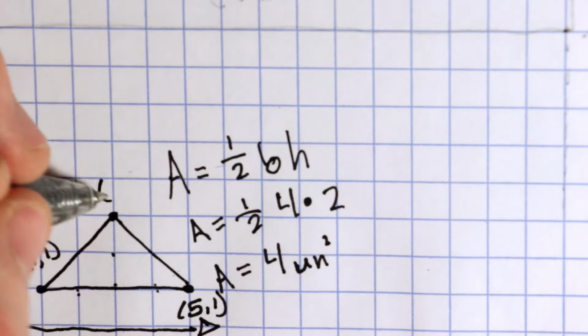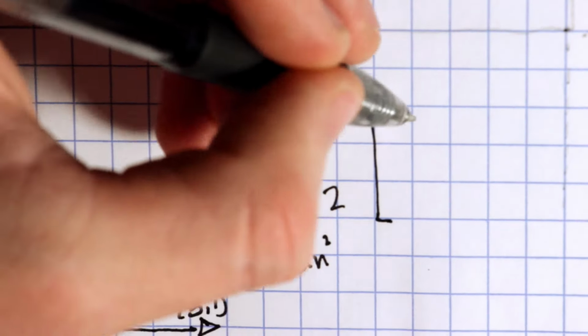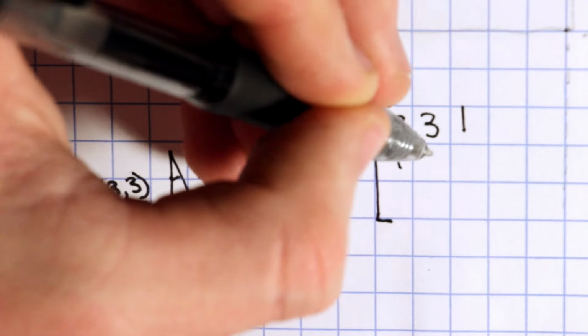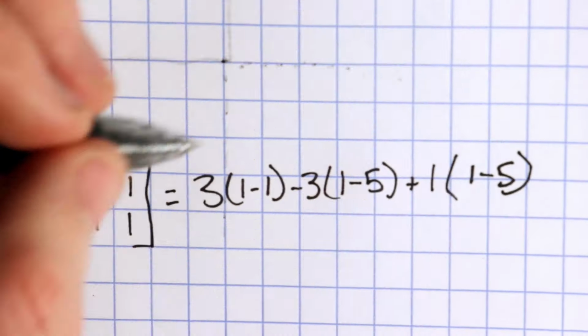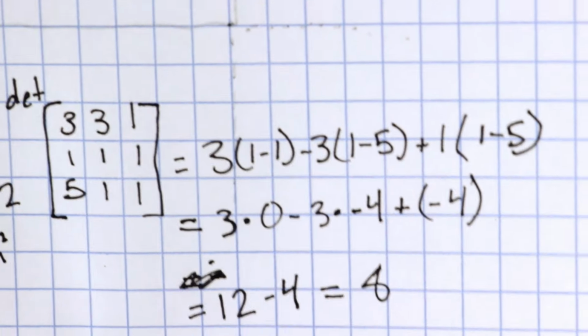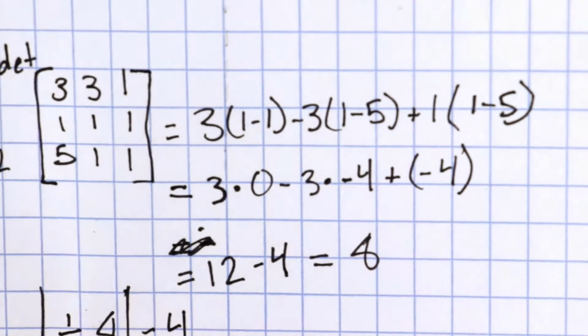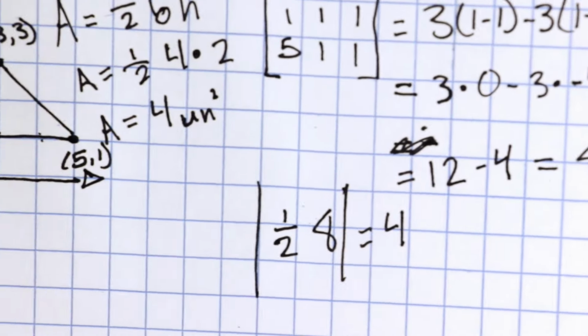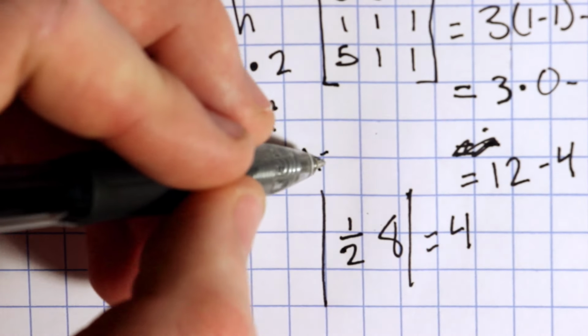Inputting the 3 points of the triangle into a matrix, we get a 3x3 matrix consisting of 3, 3, 1, 1, 1, 1, 5, 1, 1. The determinant of this matrix is 8. Finally, the absolute value of half of 8 equals 4, the same value we calculated with the formula.